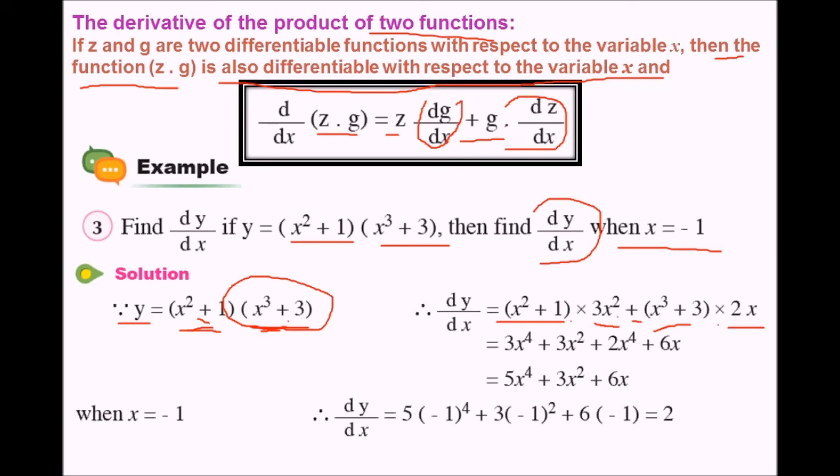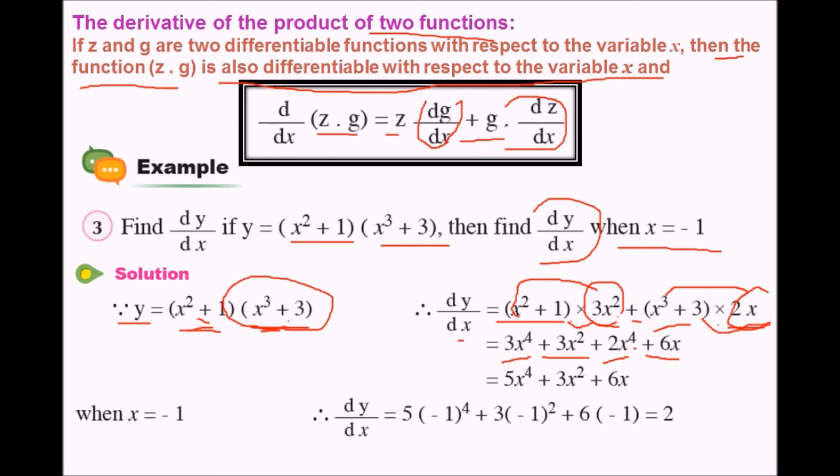By simplifying, 3x to the power of 2 times x to the power of 2 is equal 3x to the power of 4. 3x to the power of 2 times 1 is equal 3x to the power of 2. 2x times x to the power of 3 is equal 2x to the power of 4. 2x times 3 is equal 6x.